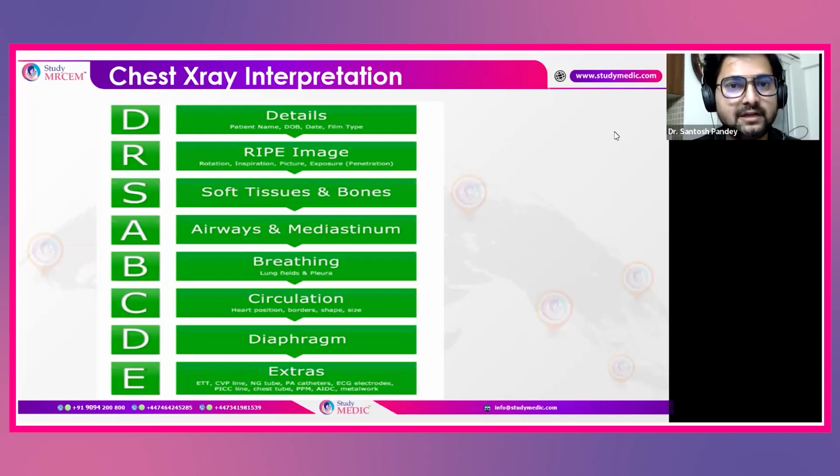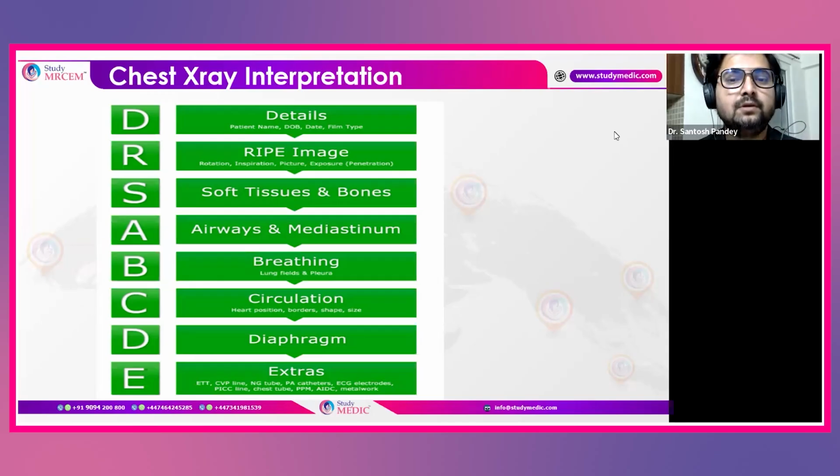You can tell him the details of the patient, and in case of the film, check the X-ray film for rotation, and you can see the inspiration, how many ribs we can see anteriorly, and then we can see whether the exposure is overexposed or underexposed. You have to comment on that. And then soft tissue, you have to look for any surgical emphysema or subcutaneous emphysema. You can look at the bones for any fracture or deformity. And then A stands for airway and the mediastinum, to look at the trachea whether it is central or deviated, and whether the mediastinum is widened.